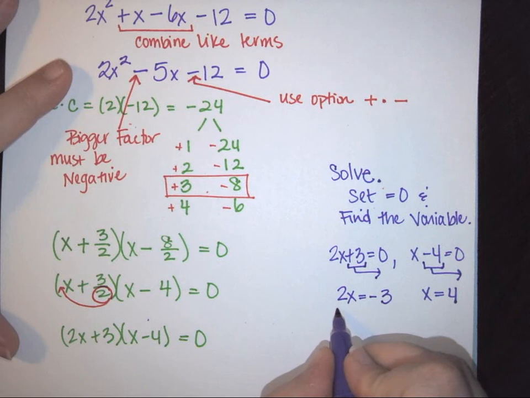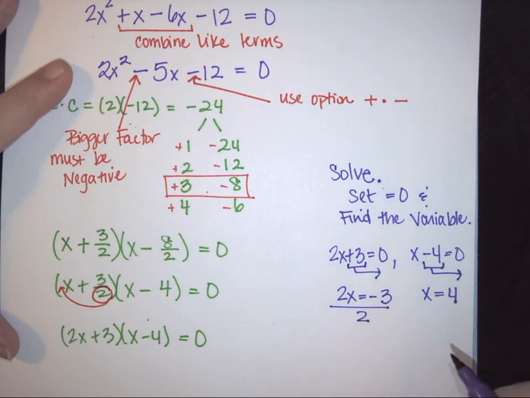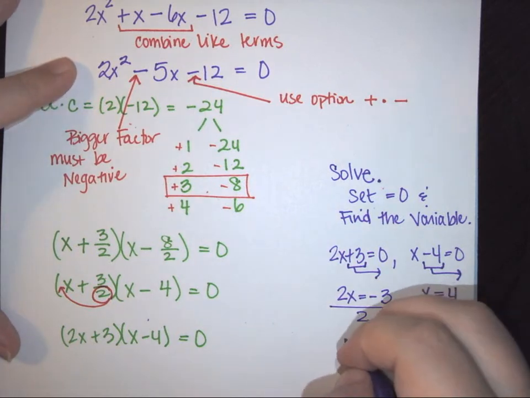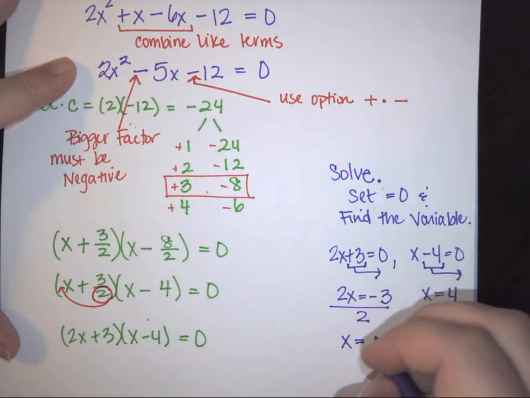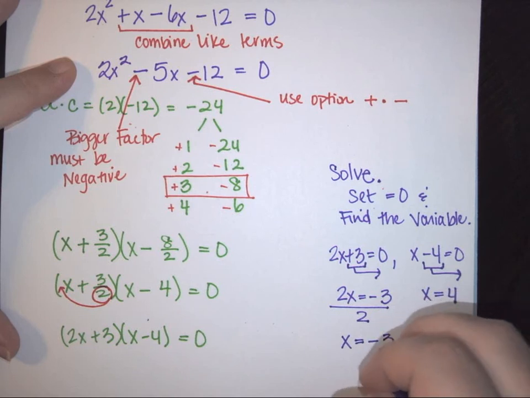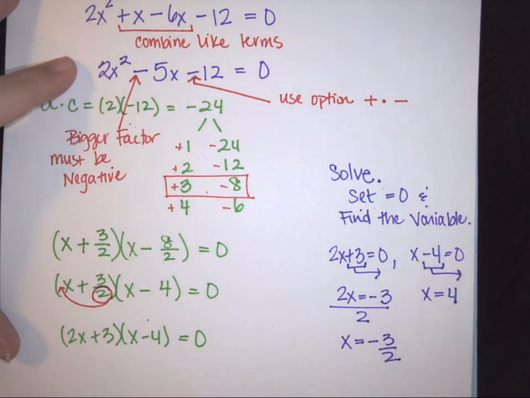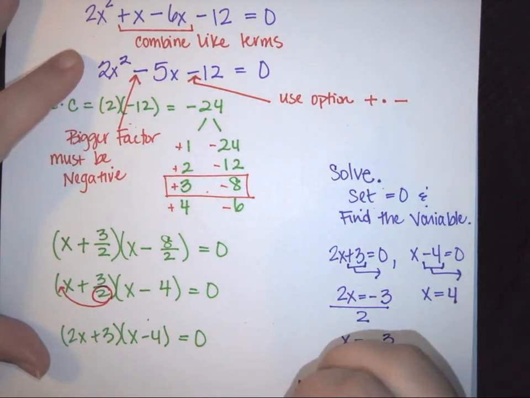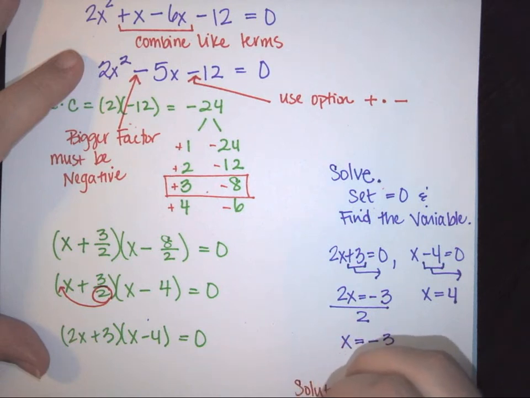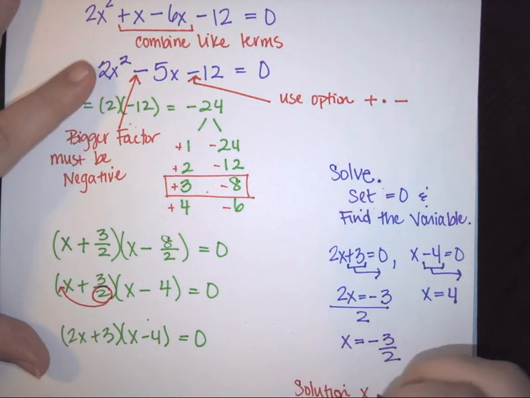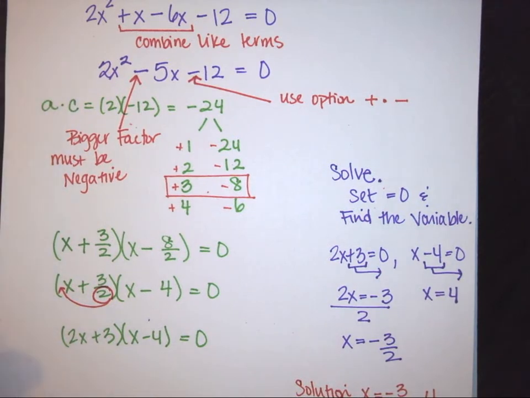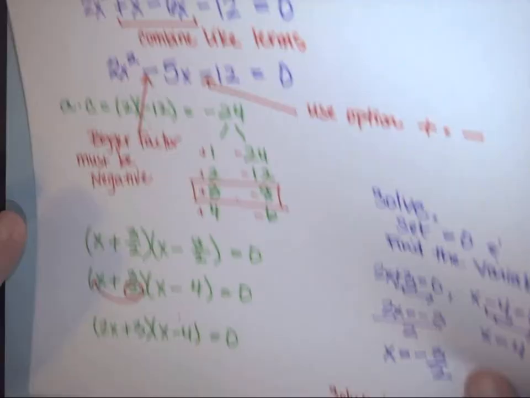And then we need to divide everything by 2. And so here we get that x is going to be negative 3/2. So when we take a look at the solution here, my solution is that x is negative 3/2 and 4.